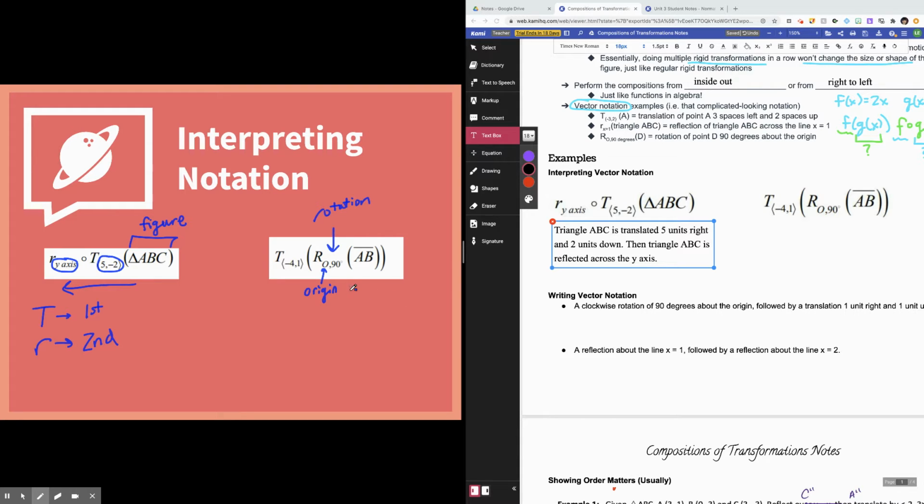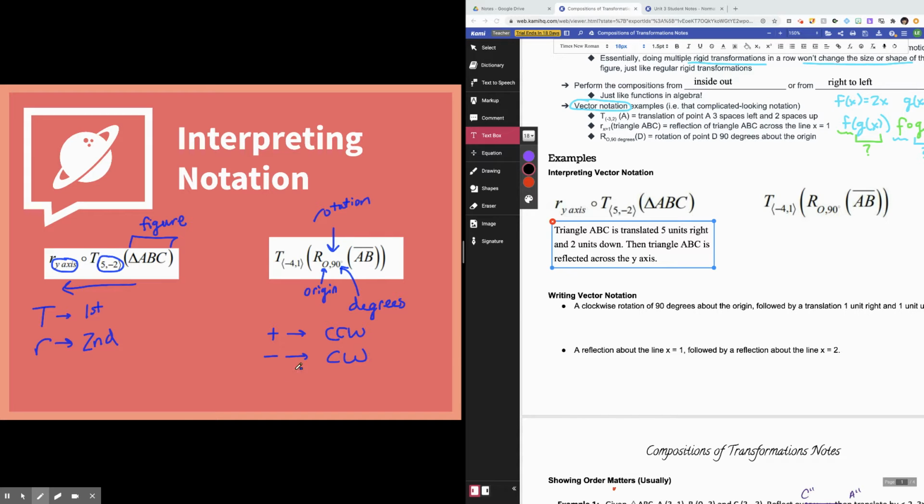That's the point that you're rotating around. It's the center of rotation. And then this number here is how many degrees you're rotating. Remember, if it's a positive degree number, you're going counterclockwise, and you have to tell us that in the description, because we have to know what direction you're going. If it's a negative angle, you're going clockwise.